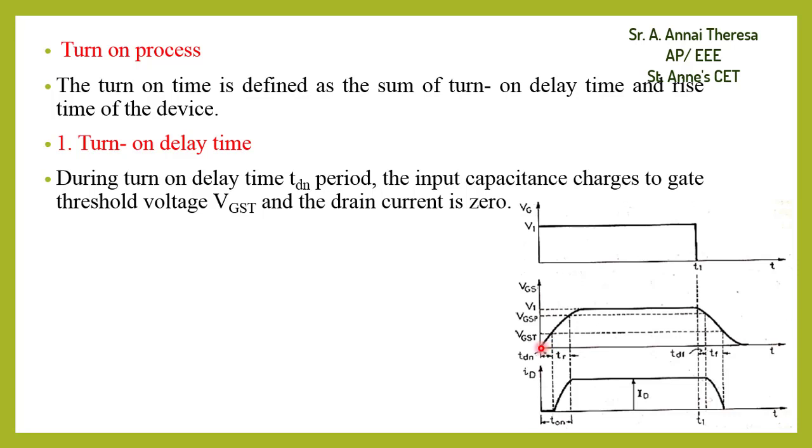In this period the input capacitance charges to VGST. This period is called turn on delay time. For the same time the ID current is 0. So during the turn on delay time, VGS rises to VGST and ID is equal to 0.